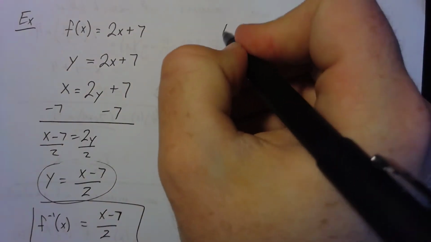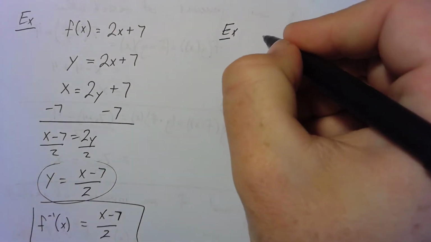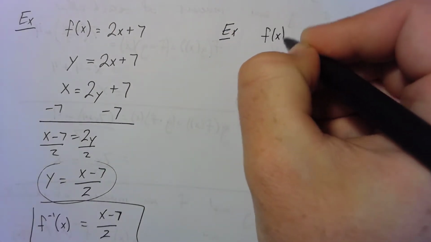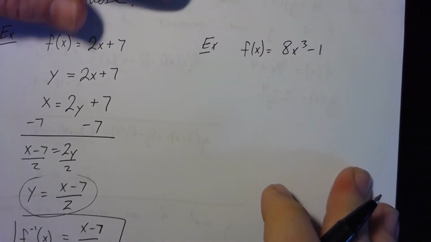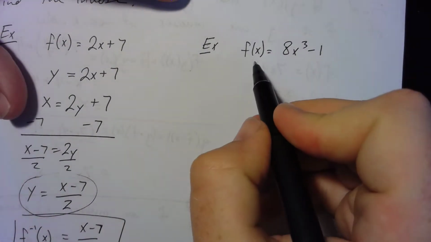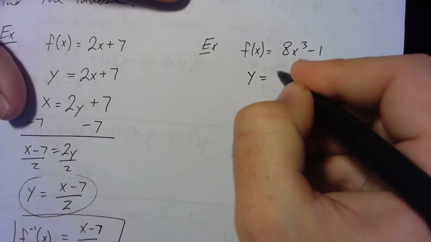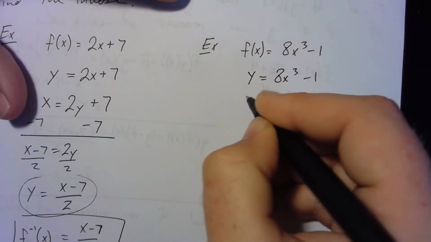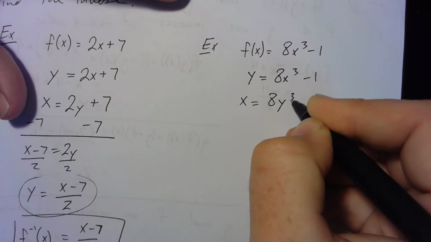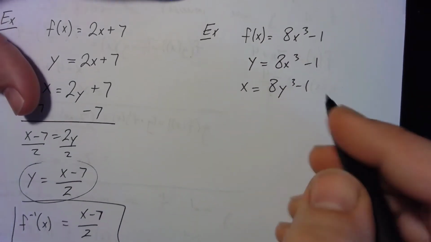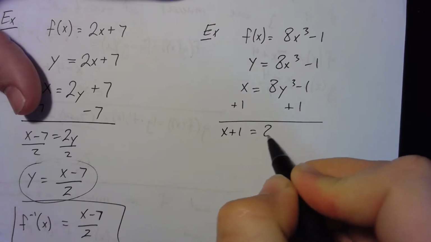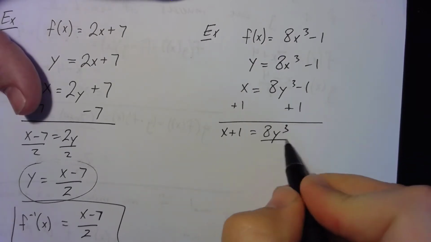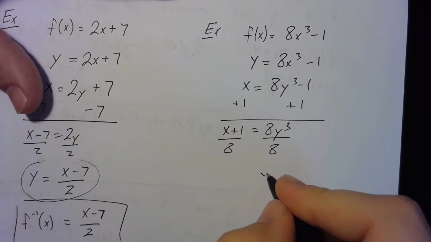Another example of finding the inverse is something that looks like this. Now in this function, we're going to be asked to find the inverse again, in which case, again, continue to swap x and y, and then get y by itself. So I'll add 1 to both sides, giving me x plus 1 is equal to 8y cubed. I'll divide both sides by 8, getting y cubed by itself.